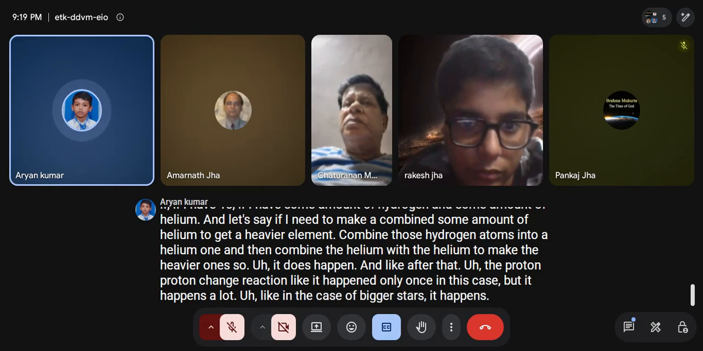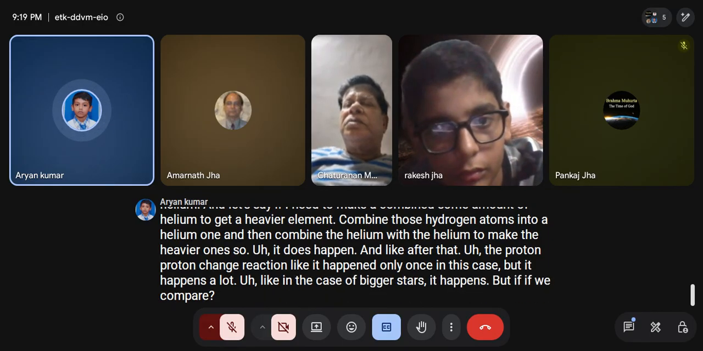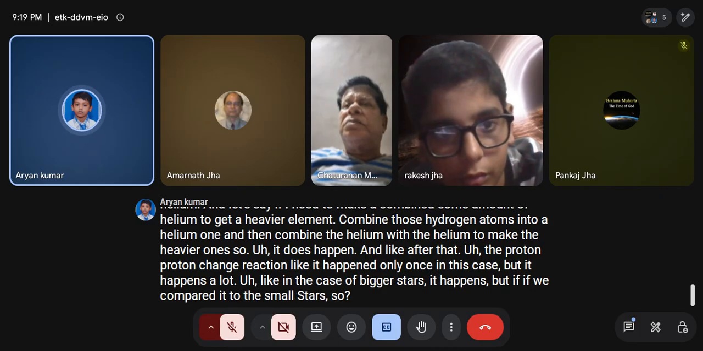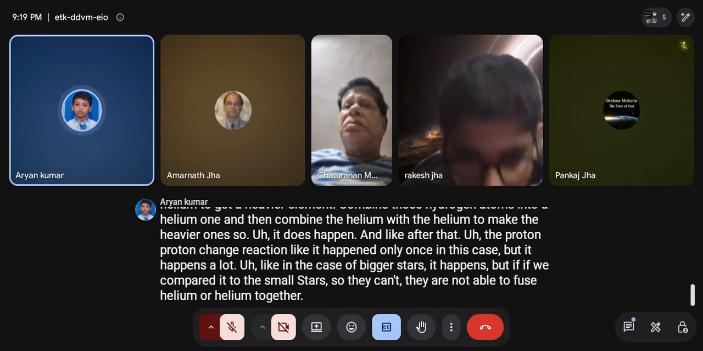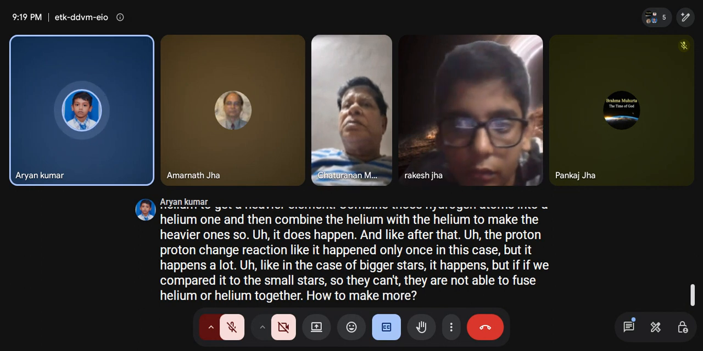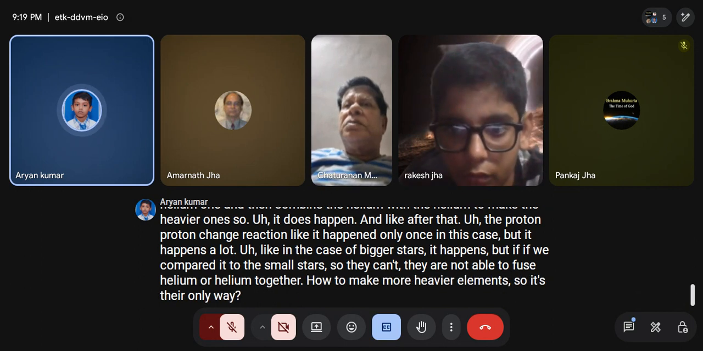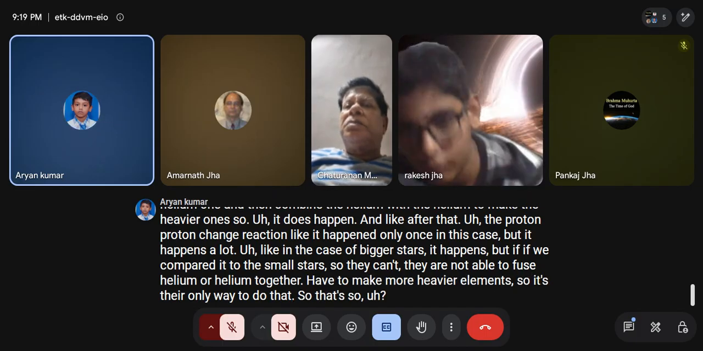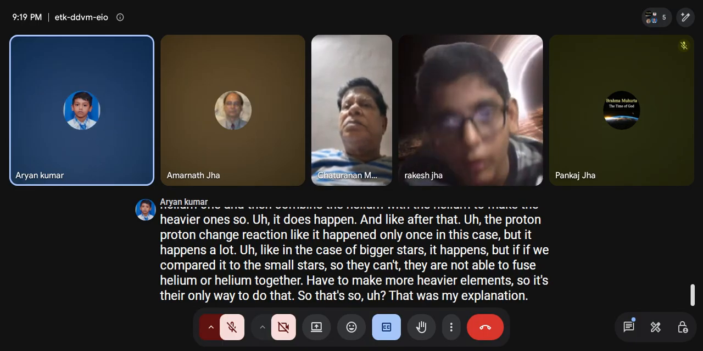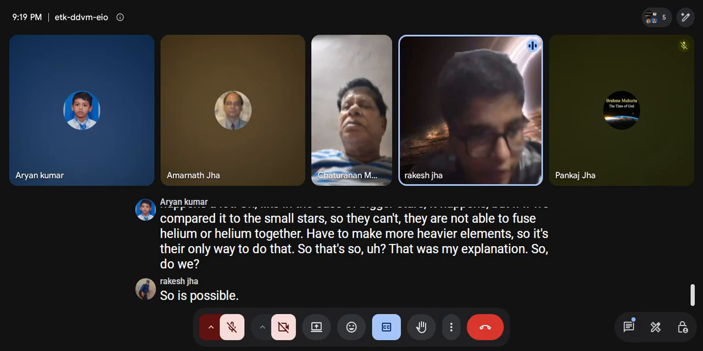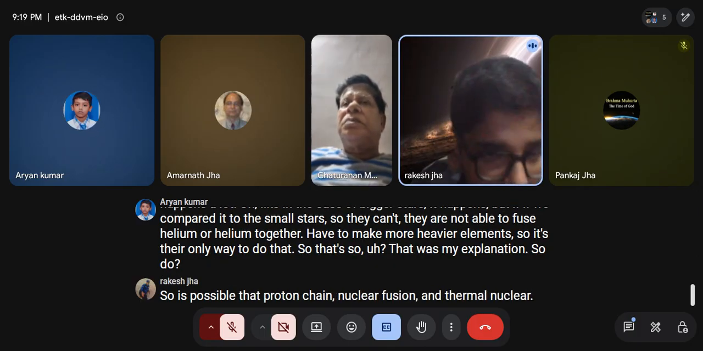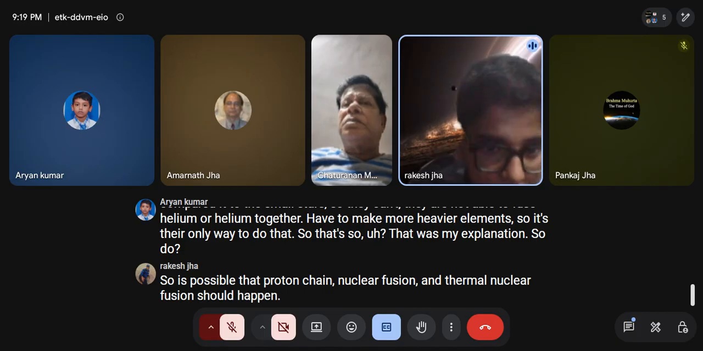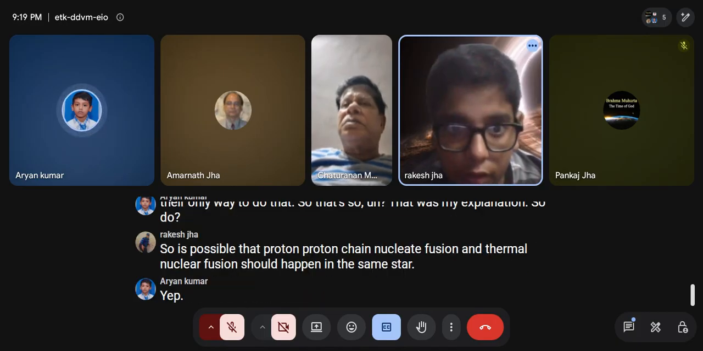It happens, but if we compare it to the small stars, they are not able to fuse helium with helium together to make heavier elements. So it's their only way to do that. So that was my explanation. So is it possible that proton proton chain nuclear fusion and thermonuclear fusion happen in the same star? Yep, they can.